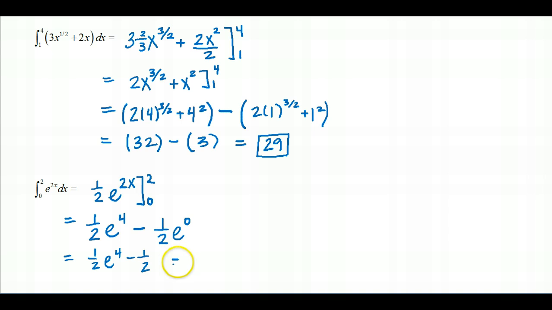And if this were a multiple choice question on the AP exam, it would probably be simplified to 1/2 times the quantity, e to the 4th minus 1. So I'm going to factor out the 1/2 that's common in both and leave 1/2 times e to the 4th minus 1 as my final answer.